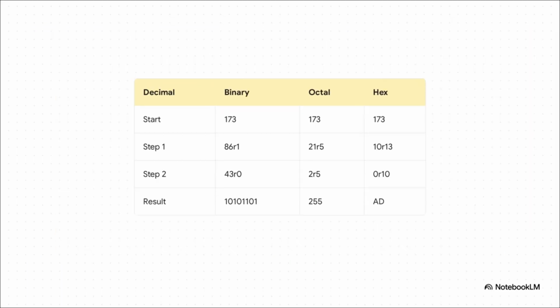Now look at how mapping the repeated division of decimal 173 side by side reveals an amazing cheat code. By dividing by 2, we get our binary string 10101101 reading bottom to top. Divide by 8, you get your octal 255. Divide by 16, and you get your hexadecimal AD. And here's the cool part, if you group that binary answer into 4-bit nibbles, so 1010 and 1101, they perfectly translate to A and D in hex. They are all the exact same value, just spoken in different digital languages.